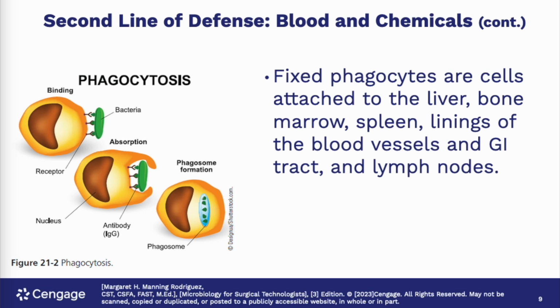Fixed phagocytes are cells that stay in specific organs like the liver, the spleen, bone marrow, lymph nodes, and the lining of blood vessels and the GI tract. These organs make up the RES. Now, lymph nodes filter microbes from lymph fluid before it enters the bloodstream. If bacteria get past the lymph nodes, phagocytes in the spleen, the liver, and bone marrow help remove them from the blood. The process helps keep harmful pathogens from spreading throughout the body, which is extremely important in infection control and surgery.